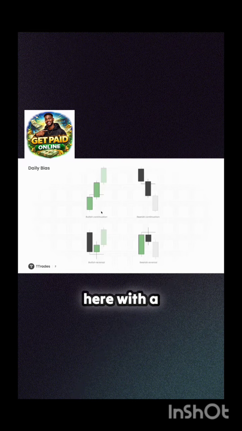So you can see here with a bullish continuation, price closes over its previous day high, so I'm looking for price to continue higher. And here you can see with the bearish continuation, price closes below its previous day low, so I'd be looking for a continuation lower.